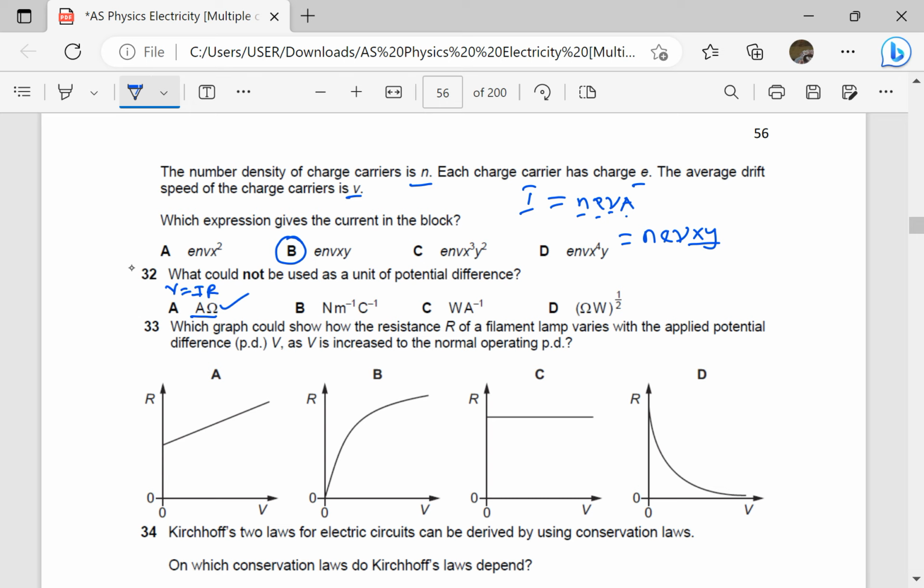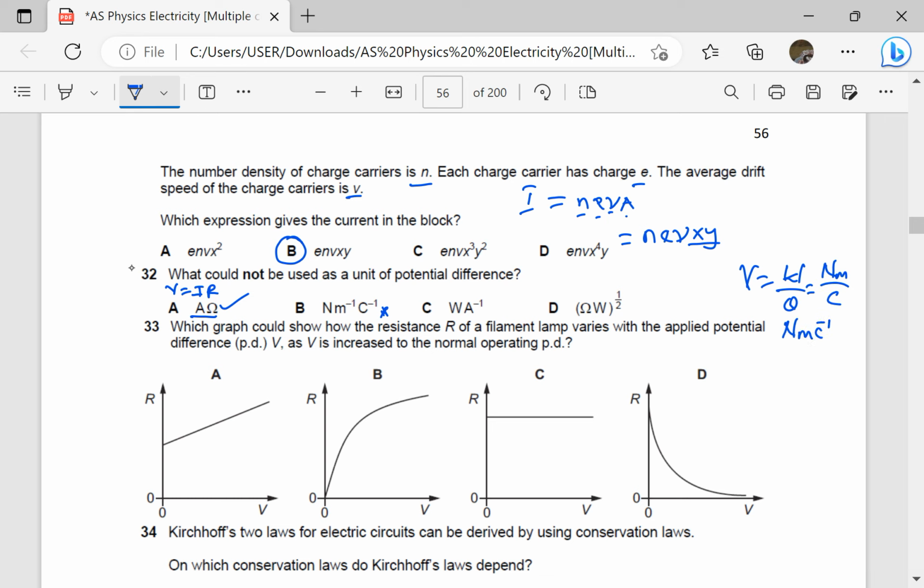Let's check this one. This is newtons per meter per coulomb. This is not really correct, because the unit could be V is equal to work done over charge. Work done is force times distance, which is newton meters, over charge, which is coulomb. So the most appropriate would be newton meters per coulomb, not newtons per meter.